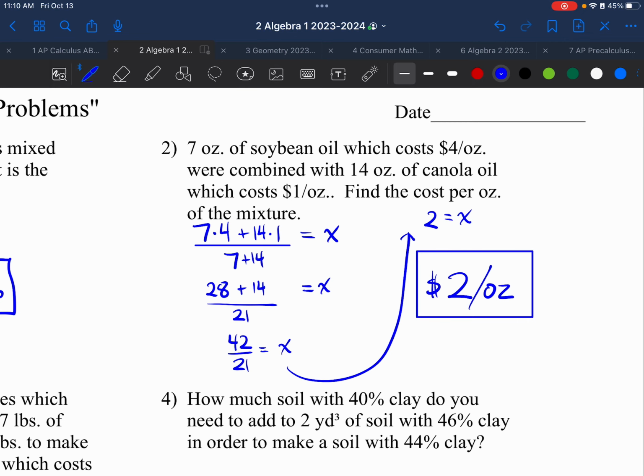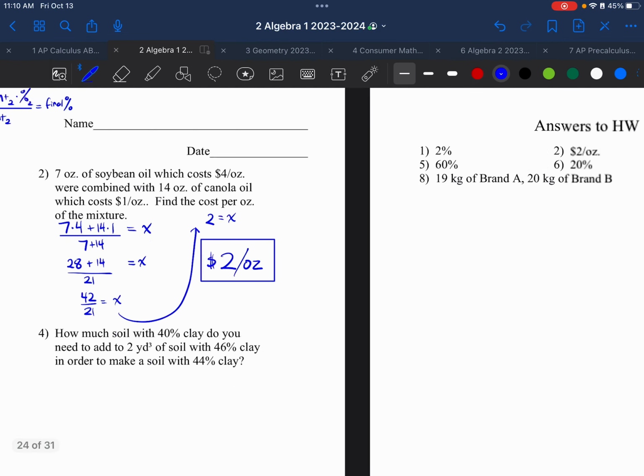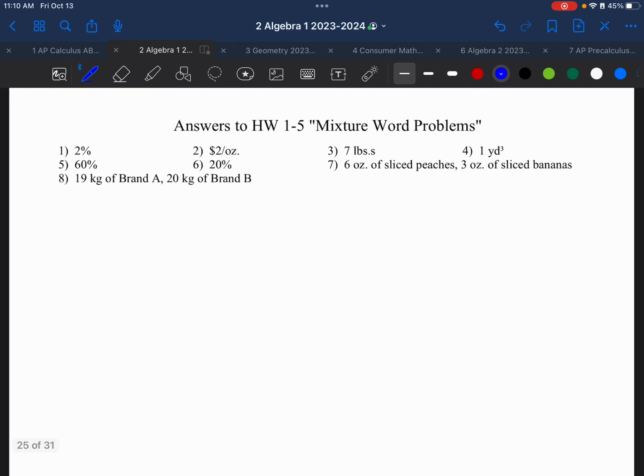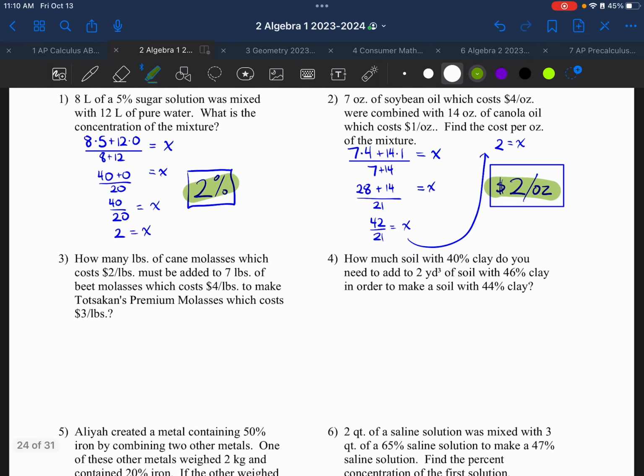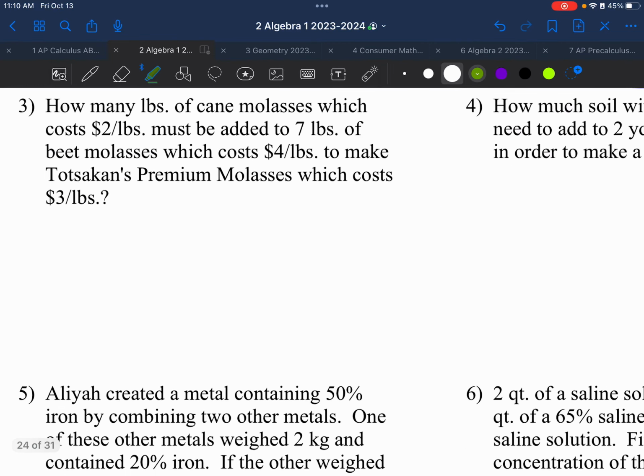What I should be doing on each of these is checking my work as well. So the first one should be 2%, and we got it right, so 2%. The next one is $2 per ounce. Whenever you're checking your work, you're going to be highlighting your answers in green, or purple if you made a mistake. So that one's green, that one's green. We're good. All right, and number 3, how many pounds?